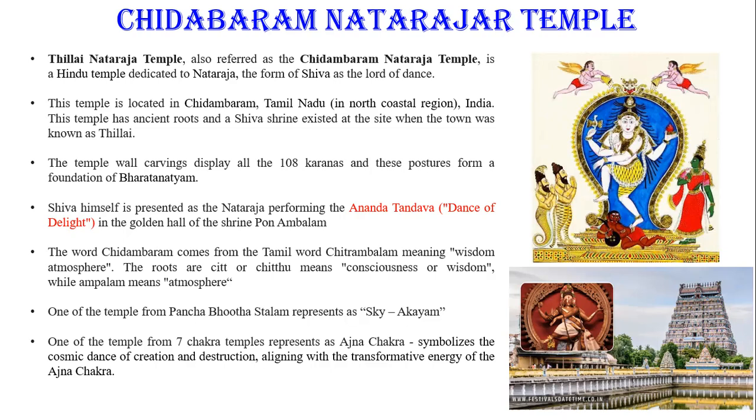It denotes or represents Lord Shiva in the Nataraja form. It is one of the temples of the Pancha Bhoota Sthalams. It represents the sky, and it is closely related to the Agnya Chakra, symbolizing the cosmic dance of creation and destruction, aligning with the transformative energy of the Agnya Chakra. Okay, so these are the things from the Chidambaram Nataraja temple.